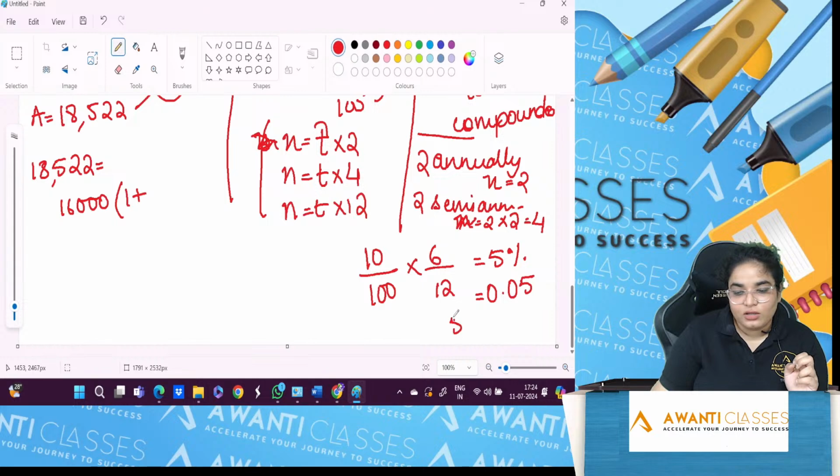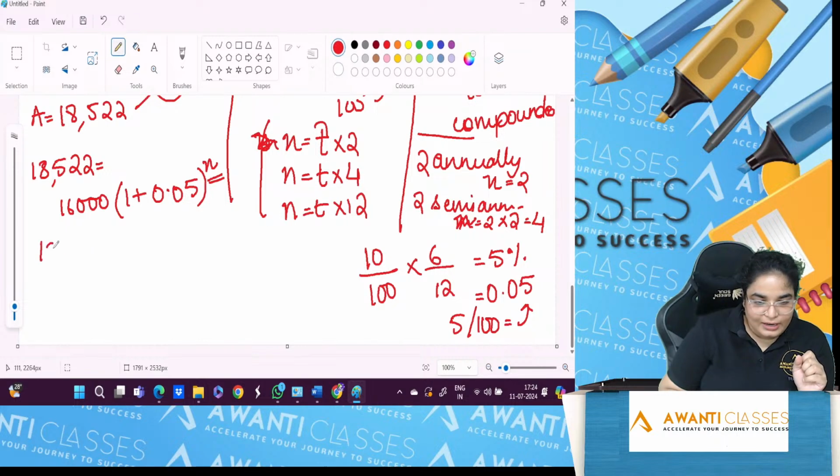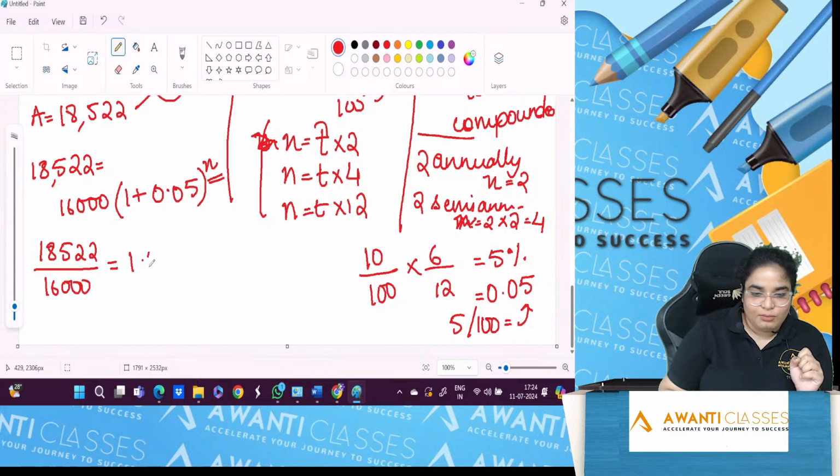5 by 100 is equal to 0.05. So 1 plus 0.05 to the power of n, correct? n is what we have to find. Now here we'll get 18,522 divided by 16,000, since 16,000 went to that side, is equal to 1.05 to the power of n.